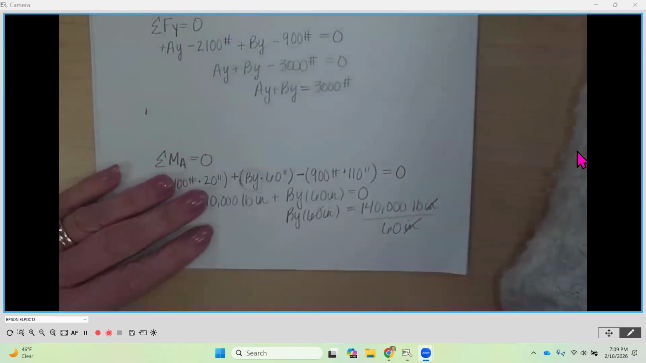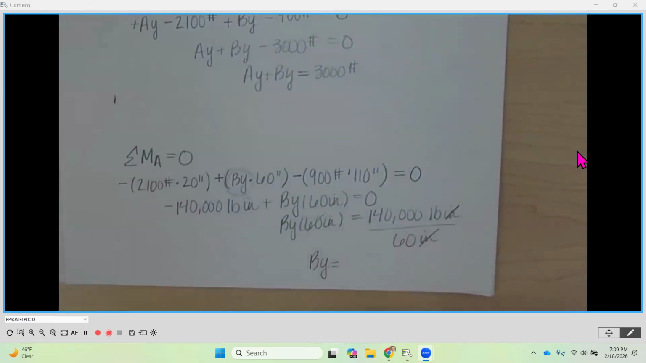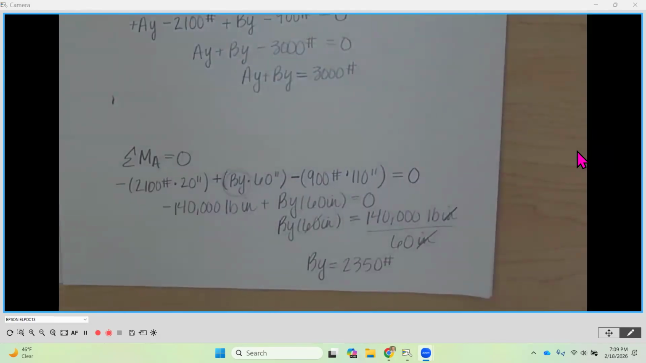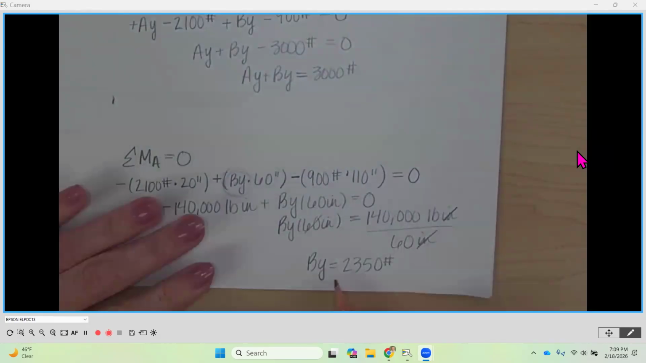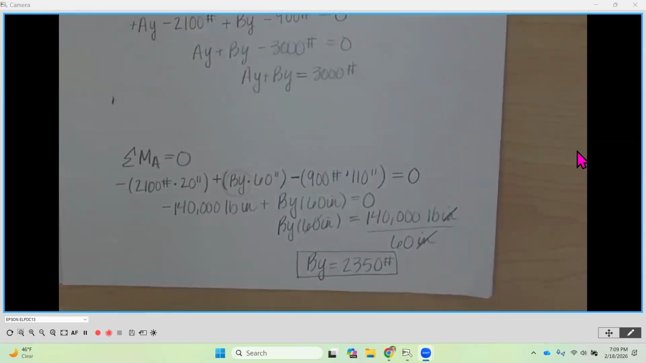And my By, when I take 140,000 divided by 60, should be 2350 pounds. Or LB, whatever you want to do. I kind of alternate. I don't know why I alternate back and forth.